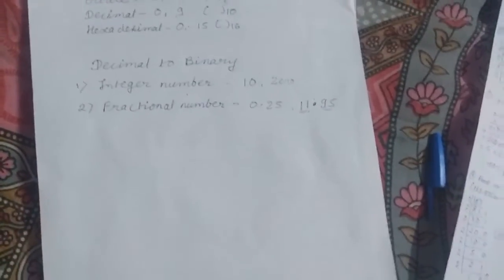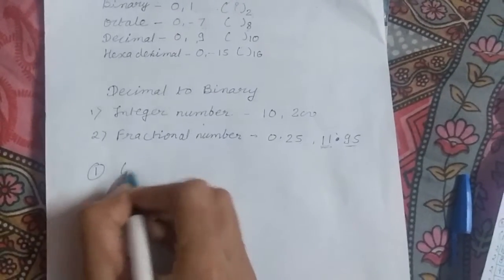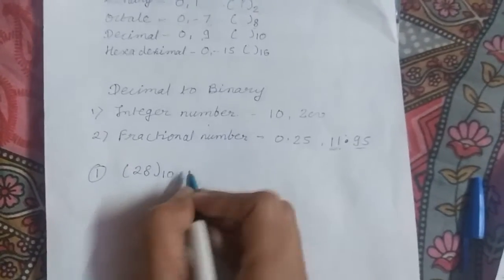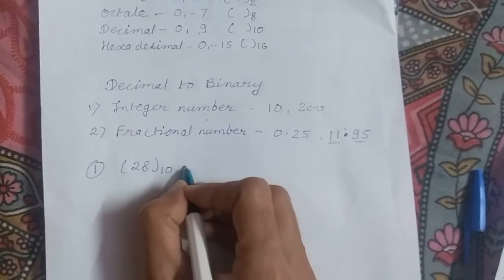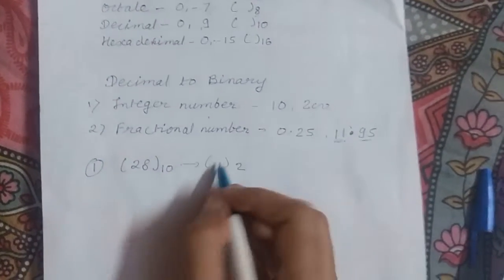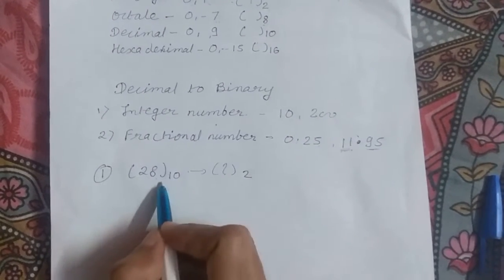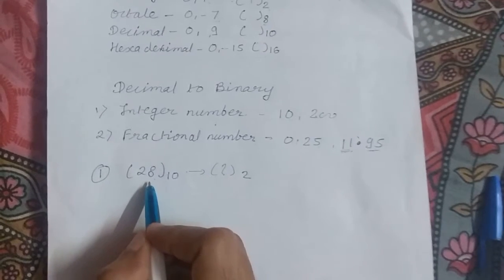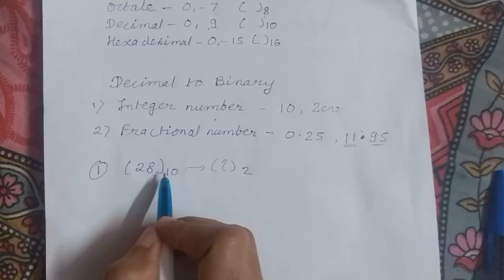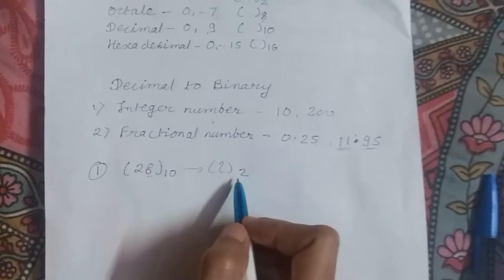So how are we converting? Let's see with an example. Here is your first example. We have 28, and we are converting from decimal to binary. Here 28 base 10 is the decimal number, and we have to convert it into binary. First, you have to identify whether it is an integer number or a fractional number. Here 28 is an integer number, as there is no decimal point.